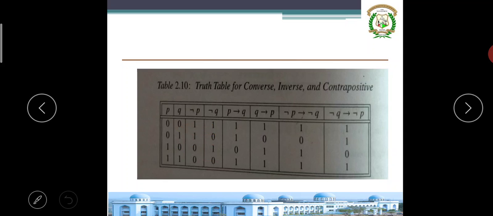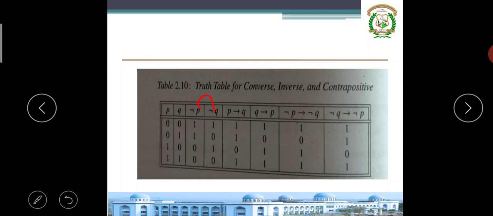Now P implies Q: when P is 1 and Q is 0, then only it is false, 0. Otherwise, it is 1. Then Q implies P: when Q is 1 and P is 0, then only it is 0. Otherwise, it is 1. Now, negation of P implies negation of Q.